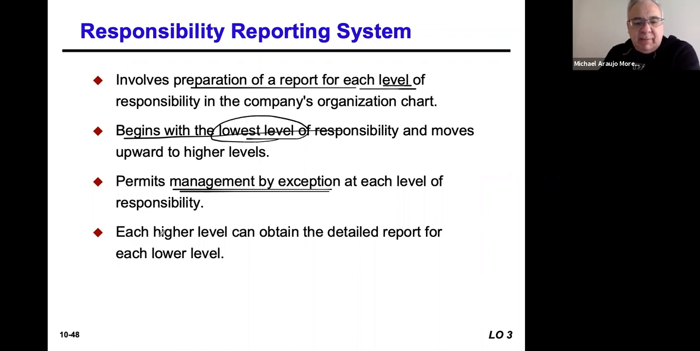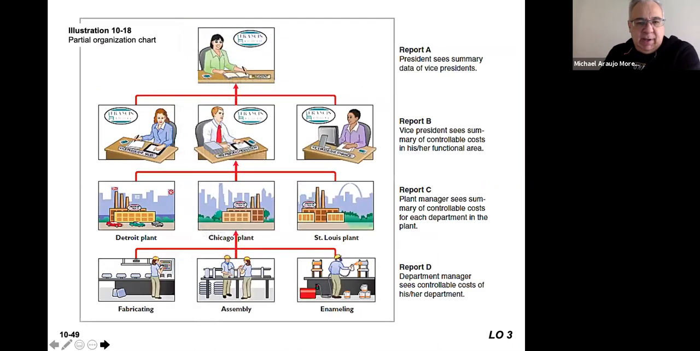And basically at every higher level, you're going to get more detailed reports for all the lower levels, as you'll see. So here we go. Here is an illustration, an organizational chart. We have at the bottom level here where we're starting, department managers, right? So you have the department manager for fabricating, for assembly, and for enameling.